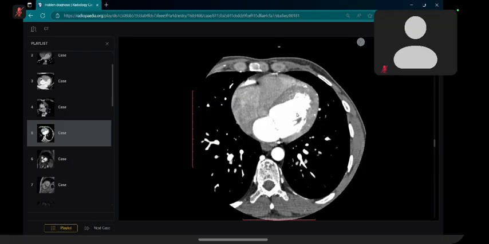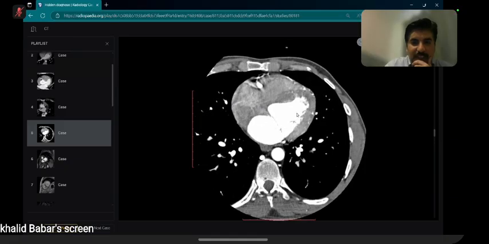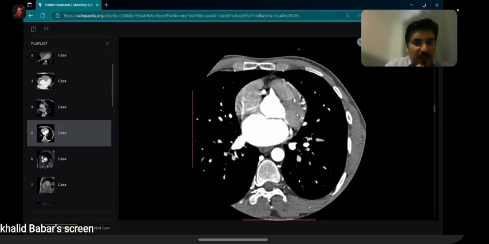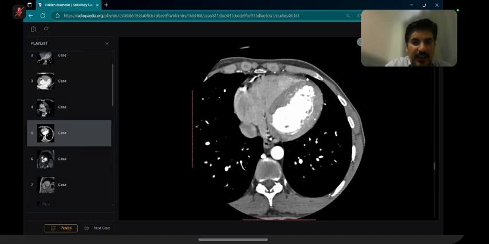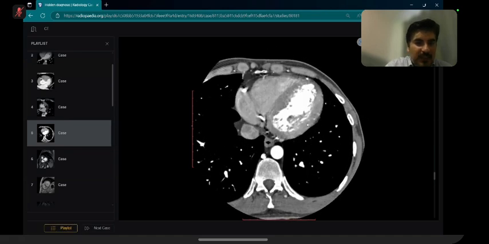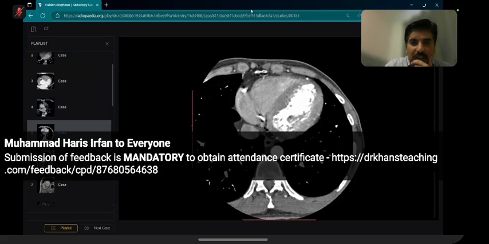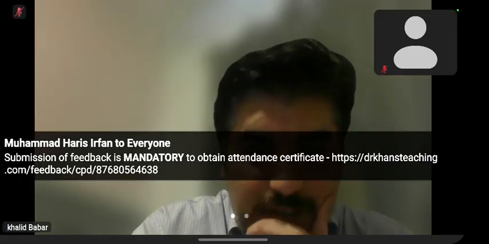Just to recap, the left anterior descending will supply most of the anterior portion of the heart and part of the septum, while the left circumflex will supply the lateral wall of the left ventricle. And the right coronary artery will supply the right ventricle as well as the inferior portion of the left ventricle. I have revised this because this is important for our next cases. I will stop share and I will share my presentation again.